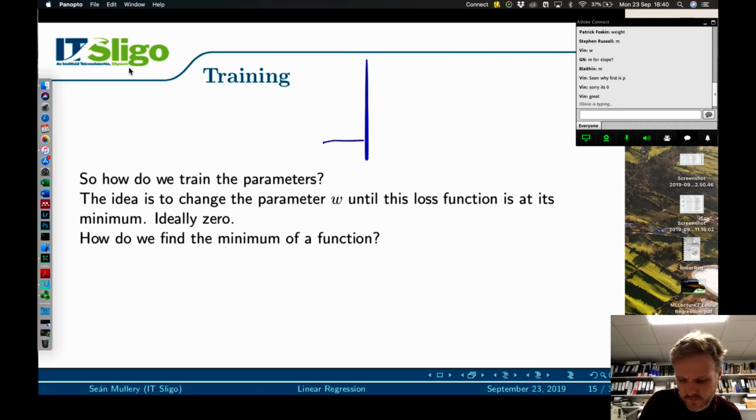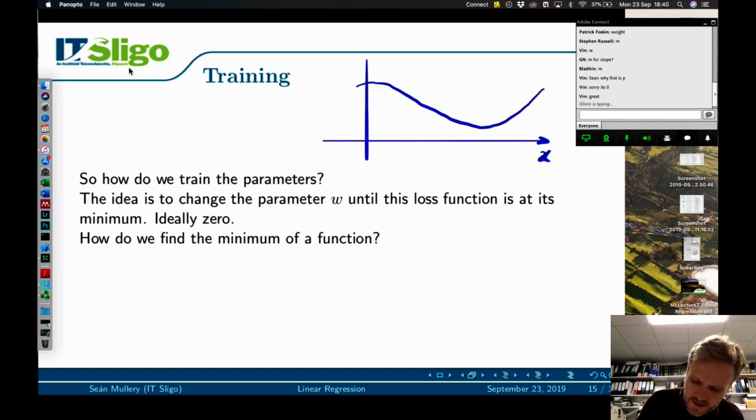I'm going to draw some sort of function here. Okay, so we've got x as our input and f of x as our function here. So how do we find the minimum? We want to find this point here. Olivia has given us the answer, and what she's basically saying is you're going to get the derivative of it, you're going to differentiate it. And if you remember differentiation, what that does is it finds the slope of the tangent to the curve. Vin has mentioned the slope there. It finds the slope of the tangent to the curve.